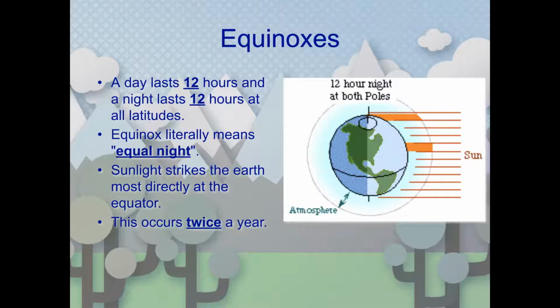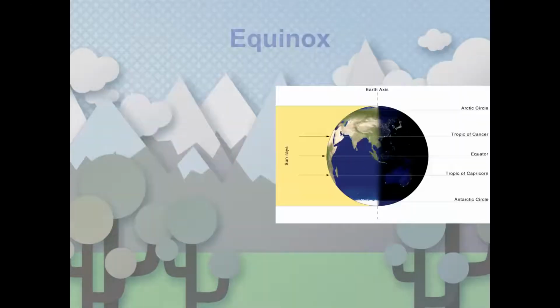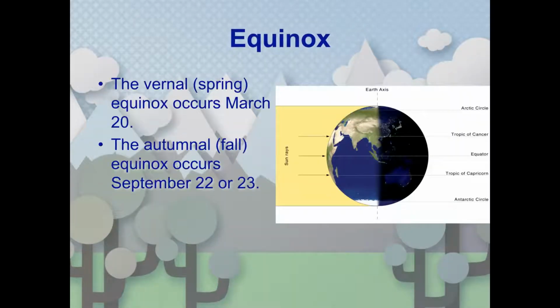Sunlight strikes the earth most directly at the equator. This occurs twice a year. The vernal equinox happens in the spring, and it usually happens March the 20th, okay? So that's coming up. I want you guys to observe that on March the 20th, guess what? There'll be 12 hours of daylight and 12 hours of night. And the autumn equinox usually happens September the 22nd or the 23rd.